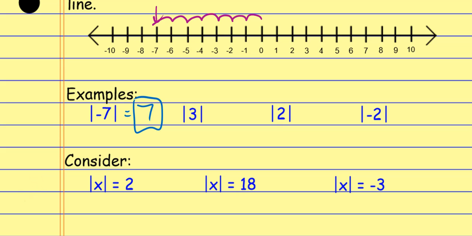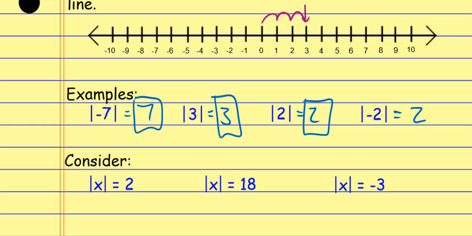Okay, if we look at something like the absolute value of 3, once again, if we were to count that distance from 0, if 3 is right here, we count over 1, 2, 3 units. So the absolute value of 3 is 3. And really, one of the ways we quickly remember this is the absolute value always ends up being positive. And so here, the absolute value of 2 is a 2. The absolute value of -2 is also a 2.